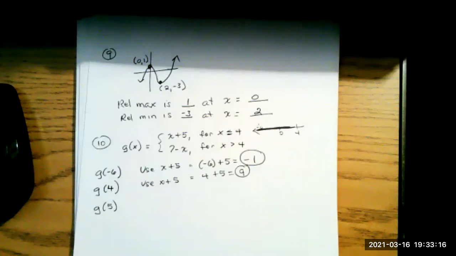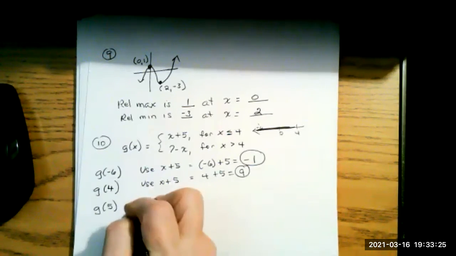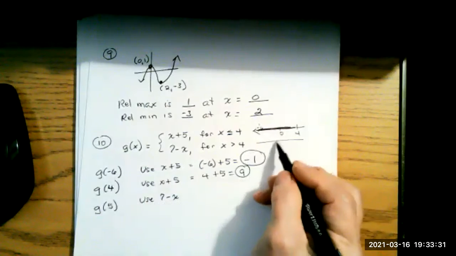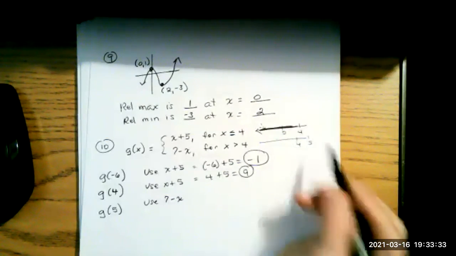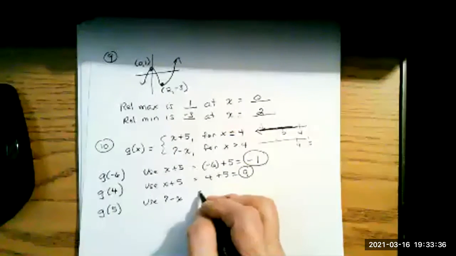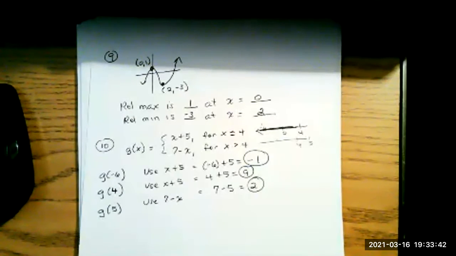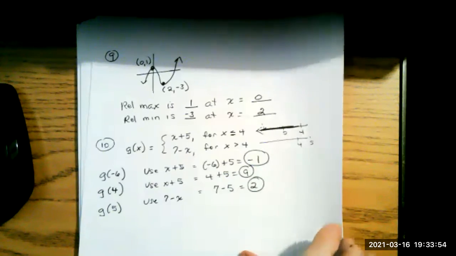Okay. G of 5. G of 5. Morgan, are you there? Which one would we use for this one? 7 minus x. Now, why do we use that one? Because you need the numbers greater than 4. So 5 would be in that area. So I'm going to put the 5 in that x spot, so I get an answer of 2. Any questions on that work? Okay. Hopefully that'll be really easy for you guys to do.